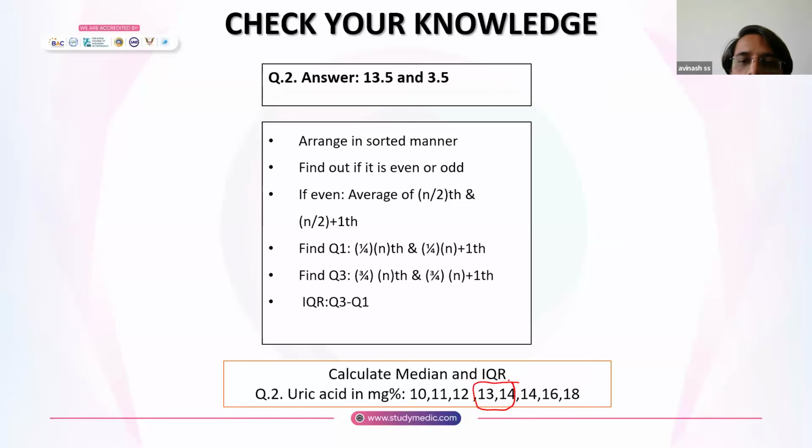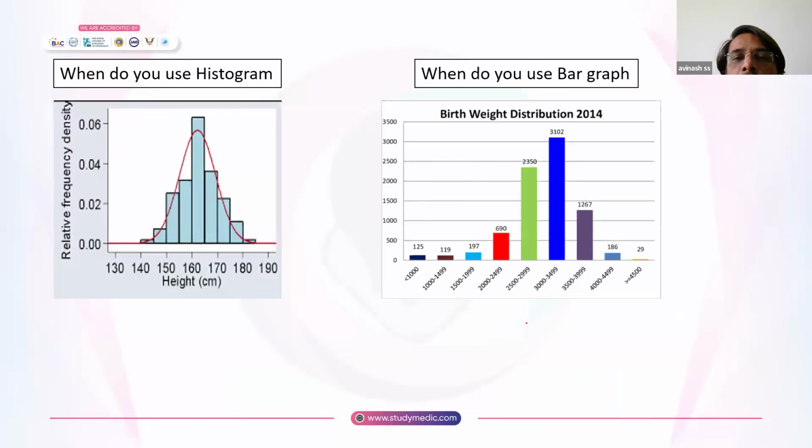Right. 13 and 14 average. Okay. Now similarly, you can take the average of 11 and 12 here, and the average of 14 and 16 will be quartile 3. So this is quartile 1, quartile 2 and quartile 3. Okay. So like that you can find out the median.